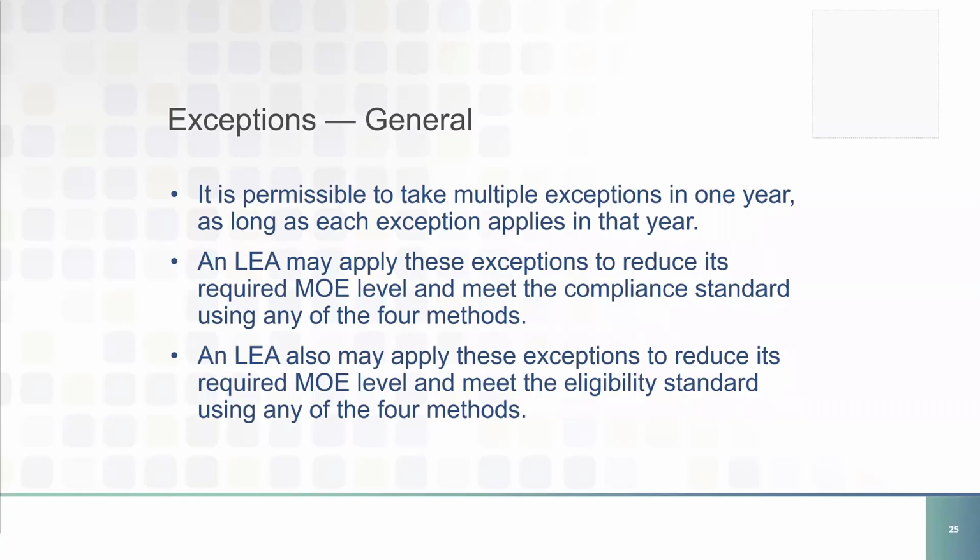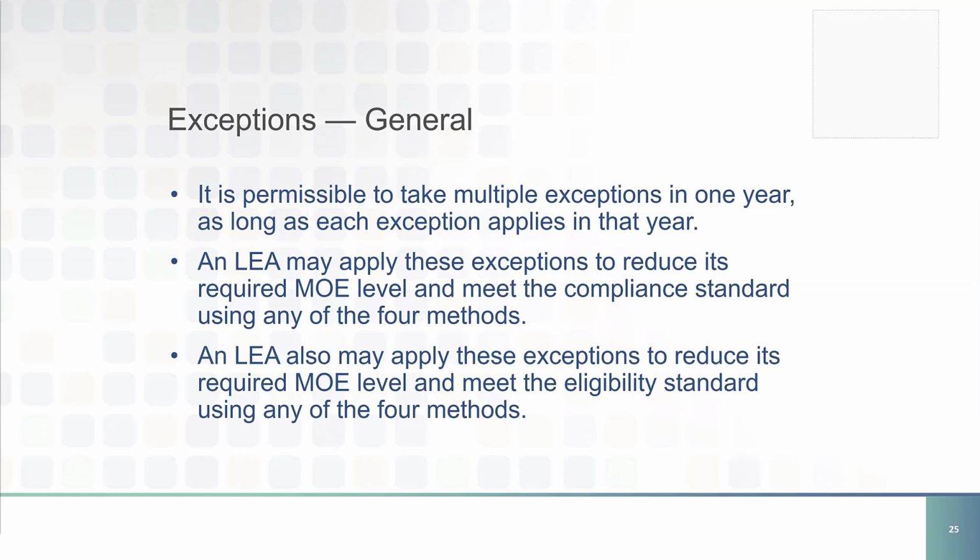Before we begin with each individual exception, there are a couple of general things you should know about exceptions. First, we're only going to be talking about 4 exceptions that are available for Connecticut. An LEA may have more than one exception in any given year, as you will see when we begin to discuss them. You may take advantage of all the exceptions that apply in a given year, but each must be properly documented and meet the requirements for that exception in that year taken.